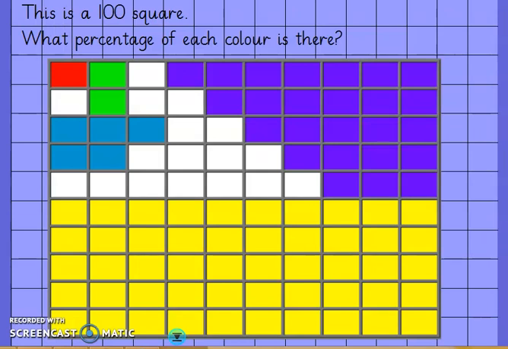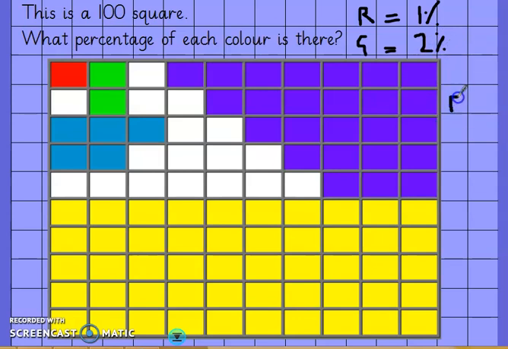Right, next one then. Getting more complicated, but still is 100 square, so it's really easy to work out. So this is 100 square. What percentage of each colour is there? So obviously we can start off with red straight away. That's a nice easy one. It's 1 square, so red equals 1%. Maybe if you've got a piece of paper, you can do it at the same time as me. See if you can work it out before me. You can always pause the video and then give it a go yourself. Green. How many of our 100 squares are coloured in? It's 2, so 2%.